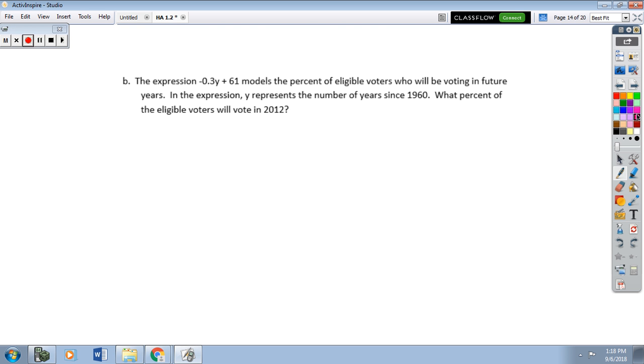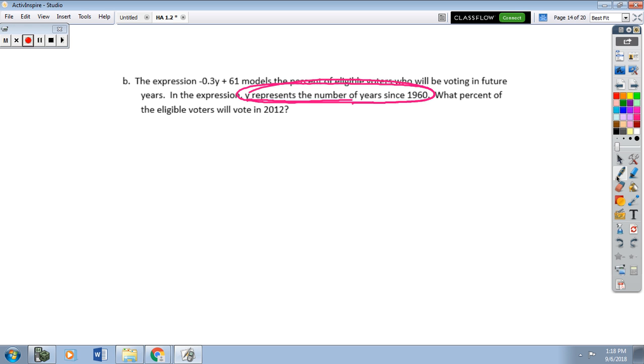So these are real world problems that give you an equation or an expression to model some sort of scenario. This expression models the percent of eligible voters who will be voting in the future years. Y represents the number of years since 1960. What percentage of eligible voters will be able to vote in 2012? So all you have to do is plug a number in for Y and then do your order of operations. But what number should we be plugging in for Y?